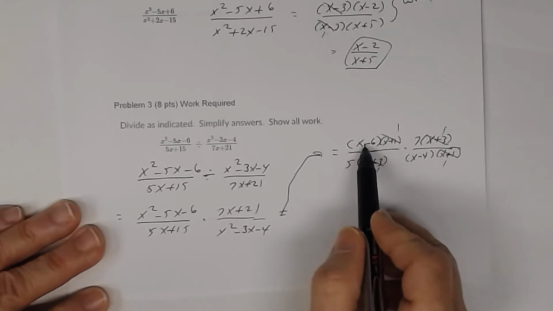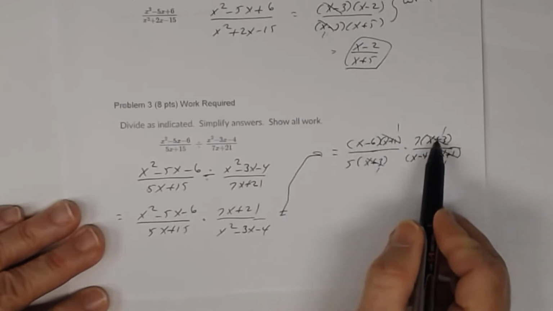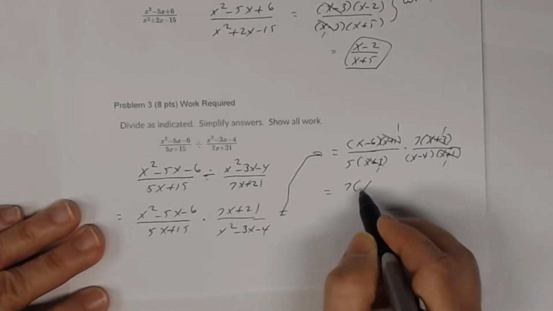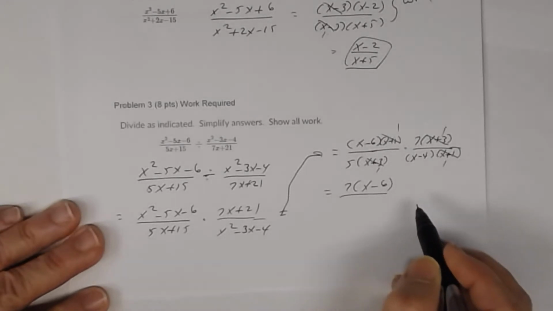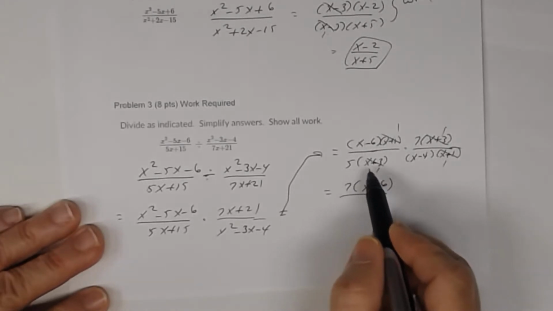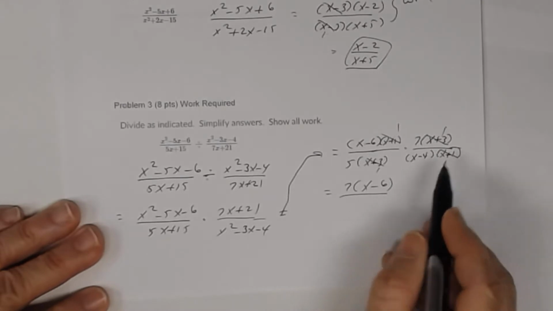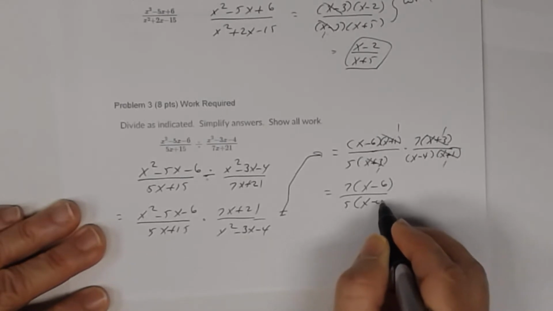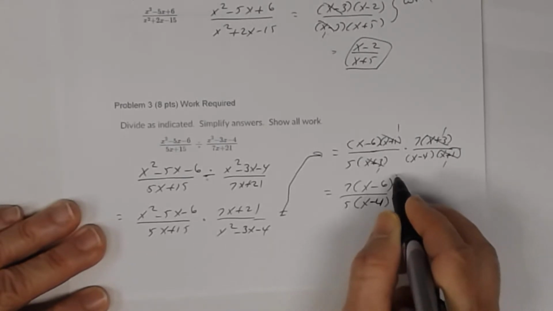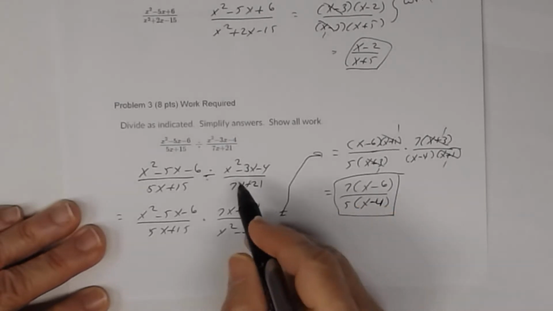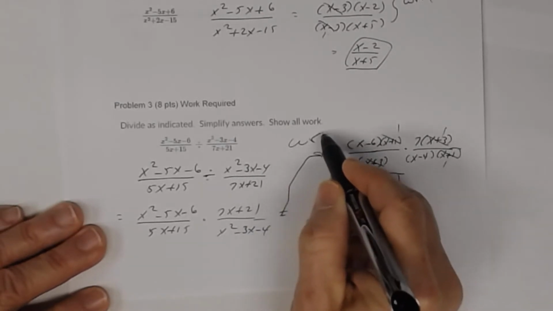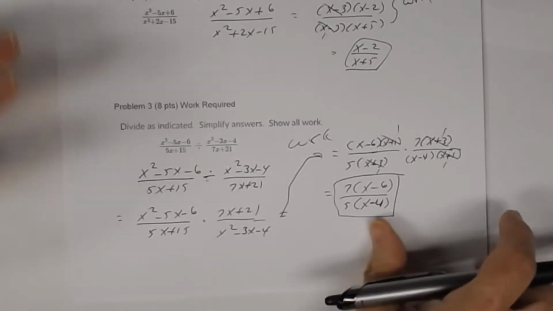So now I get x minus 6 times 1 times 7 times 1, so that becomes 7 times x minus 6. That's your numerator. Divided by 5 times 1 times x minus 4 times 1, which is 5 times x minus 4. And so there's the answer there. Okay, so there's your work. There's the work, and there's your answer.